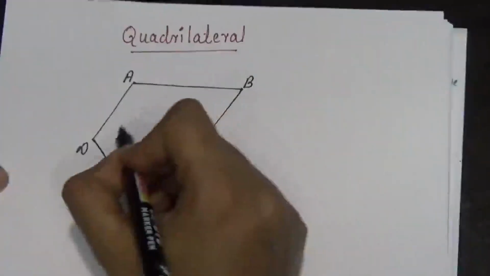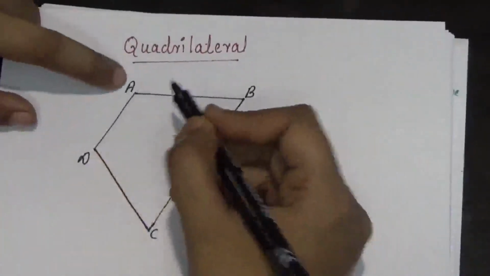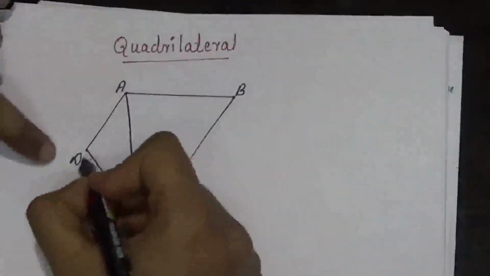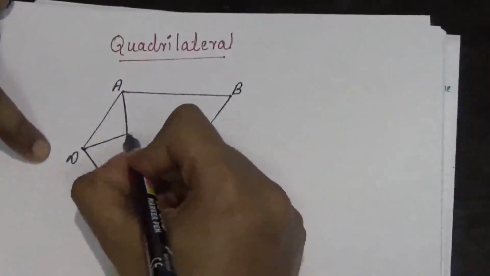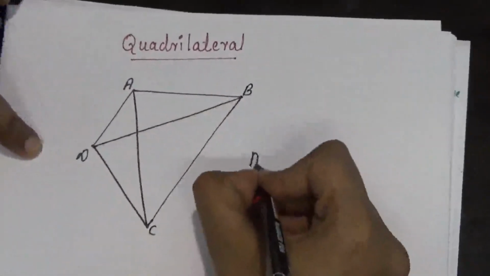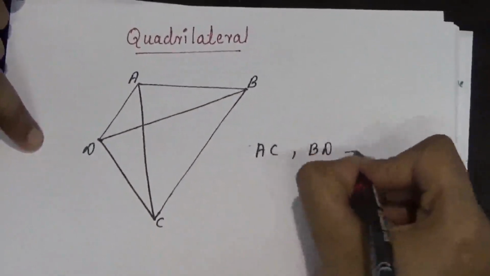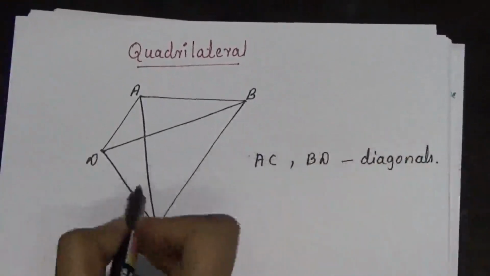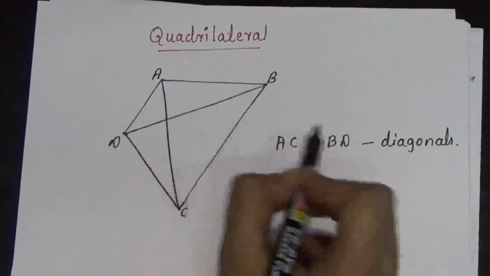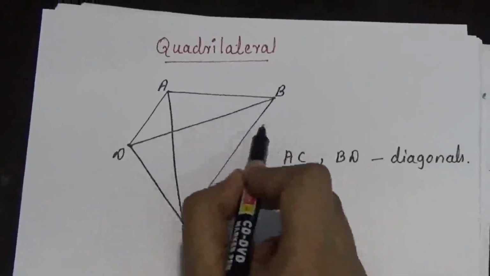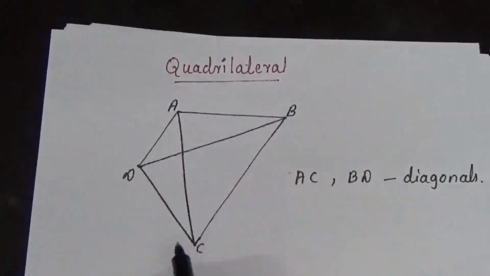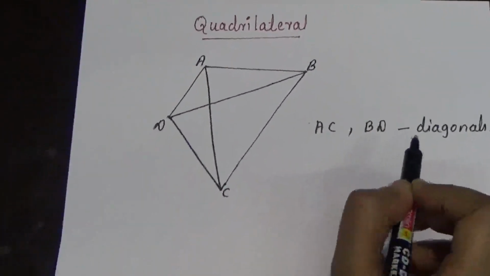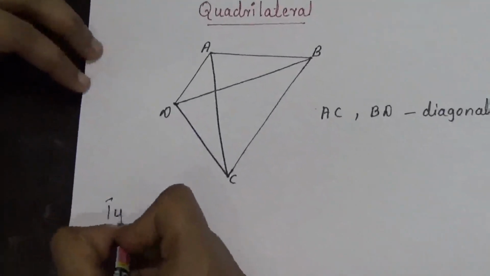Vertices of this quadrilateral, so here we have A, opposite to that vertex we have C, so let's join them, and here let's join D and B. Then these lines AC and BD are called diagonals. So AC and BD are the straight lines joining the opposite vertices of the quadrilateral. They are called diagonals of the quadrilateral. Okay, now let's see different types of quadrilaterals.